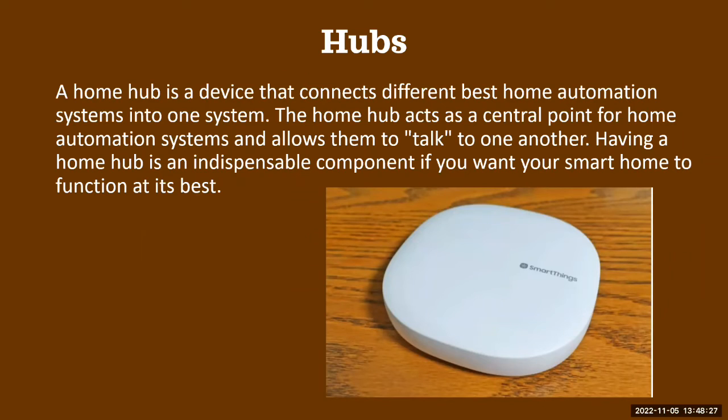Now, one of the things that's really indispensable to your home network is having a hub. A hub is a device that connects different home automation systems into one system. The home hub acts as a central point for home automation systems and allows them to talk to one another. Having a home hub is an indispensable component if you want your smart home to function at its best.